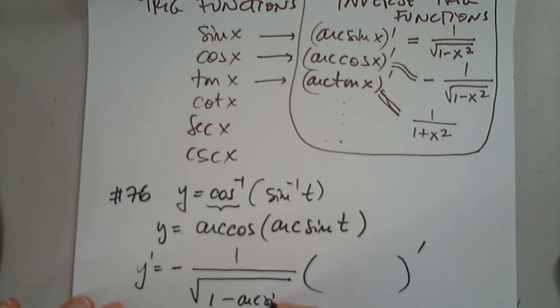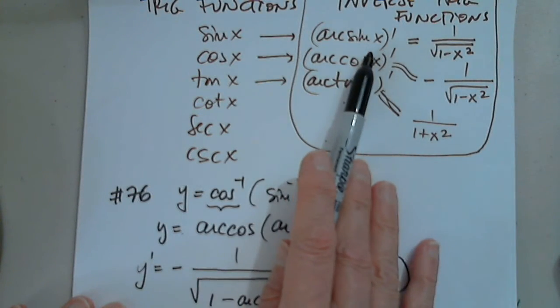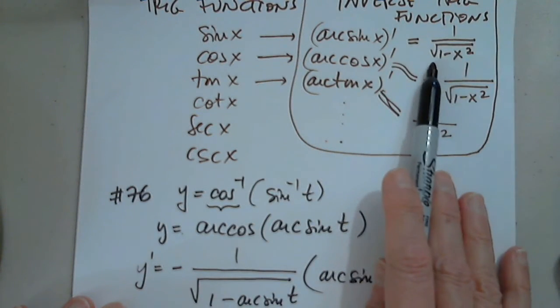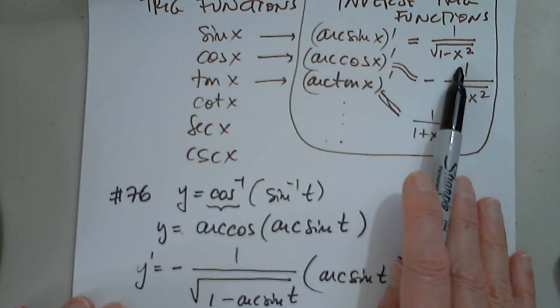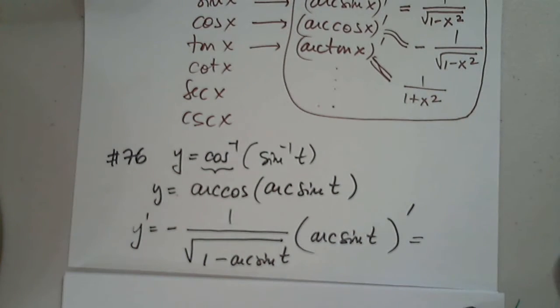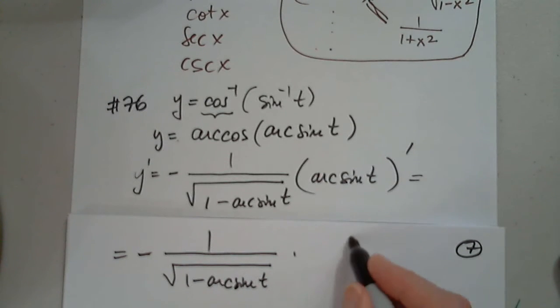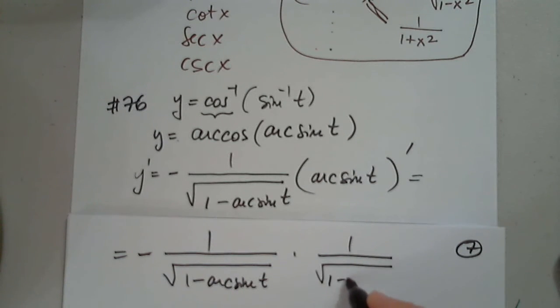Okay, arc sine t. Now I have to go back to the formula, and this is just simple. The derivative of arc sine t is 1 over the square root of 1 minus t squared. So I will write again negative 1 over the square root of 1 minus arc sine squared of t, times 1 over the square root of 1 minus t squared. No one can simplify this. This is it.